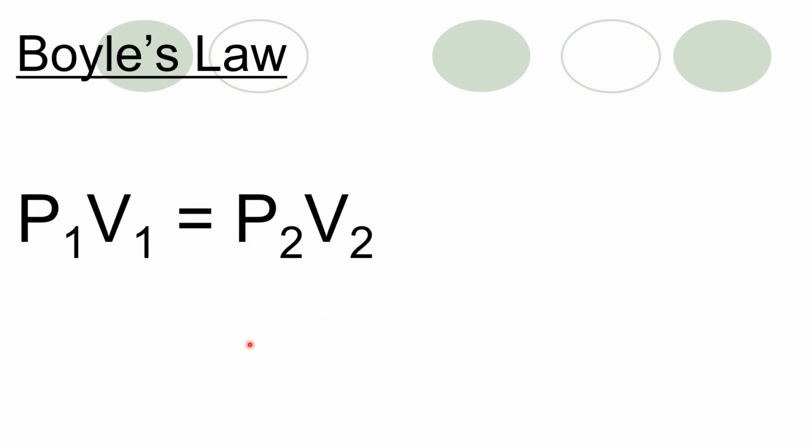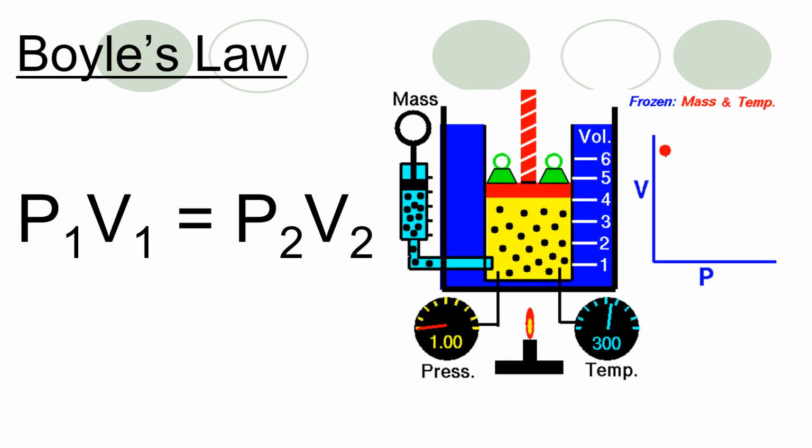Next is Boyle's law. Boyle's law relates pressure and volume. So the conditions of pressure and volume at condition 1, when we multiply them together, are equal to the product of condition 2. If we look at this animation, we can see that we're increasing the pressure when we add weights to this piston. And that pushes the piston down and compresses the particles and results in the pressure going up over here. Notice that the temperature here remains constant at 300 degrees, and the mass, or moles, is also constant.